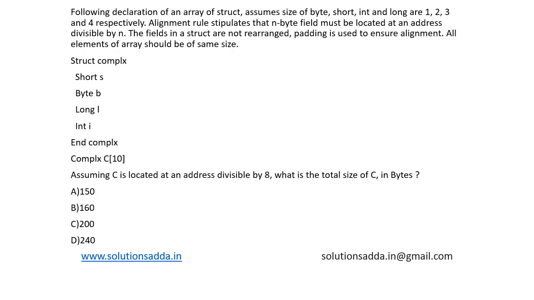This is a previous ISRO question. We are given a declaration of an array of struct and assume the following, that is short, int, byte and long, and their corresponding sizes are given. Short is of size 2, int is of size 3, byte is of size 1 and long is of size 4. And alignment rules stipulate that an n byte field must be located at an address that is divisible by n. Also, the fields in the struct are not rearranged.